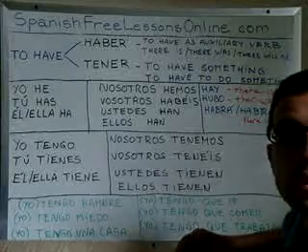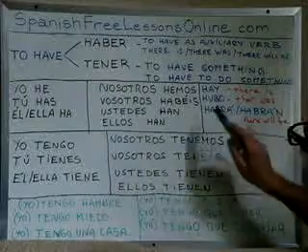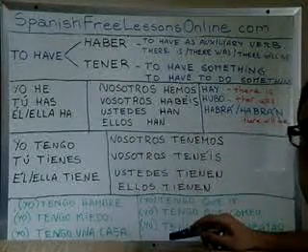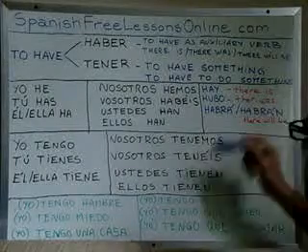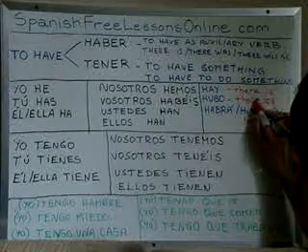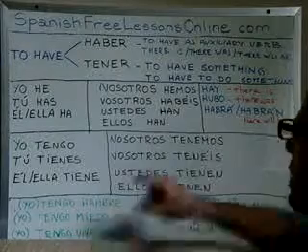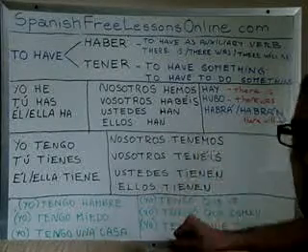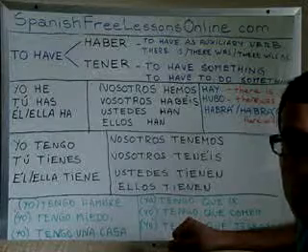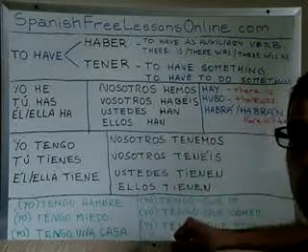If we want to say it in the past, hubo un auto. There was a car. Let me correct this. There was a car. In the future, habrá un auto. There will be a car. Habrá un auto.